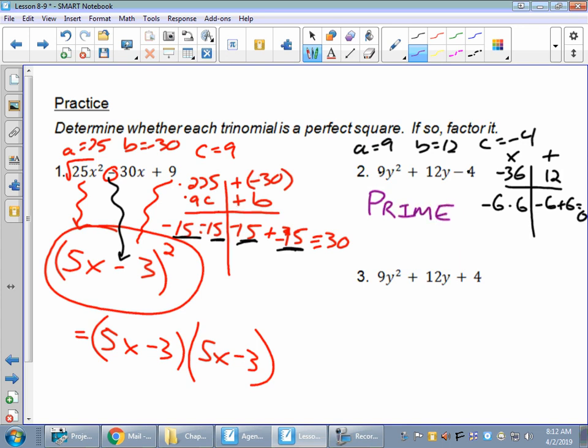Remember, prime numbers can't be factored. Same with prime trinomials. All right. Now, number 3 is a little bit different because there's one sign that changed. This changed from a negative here to a positive here. So now let's try to do it.